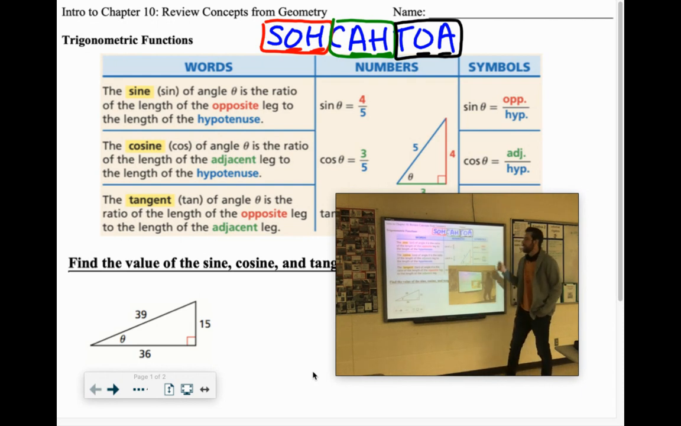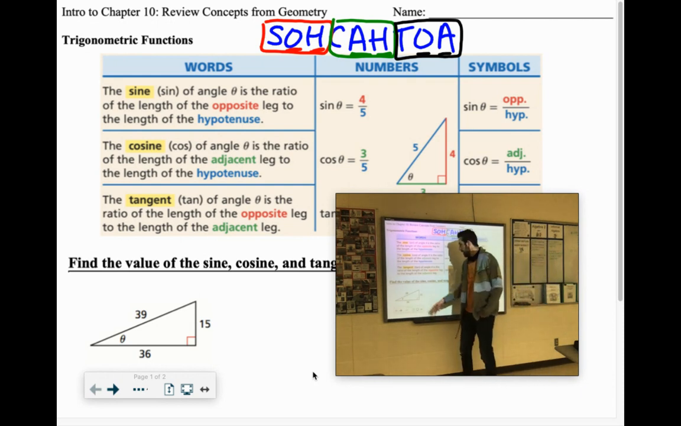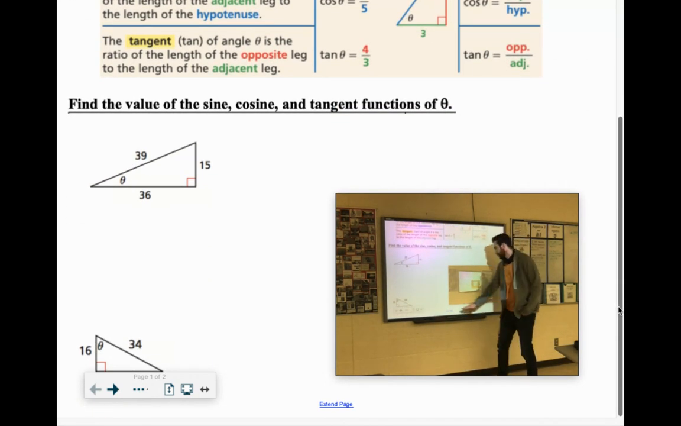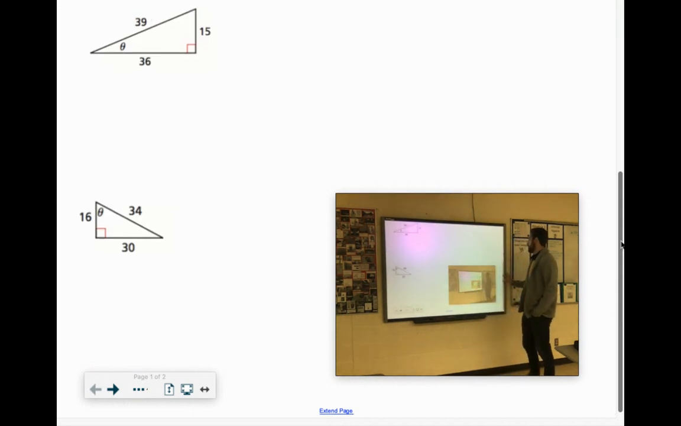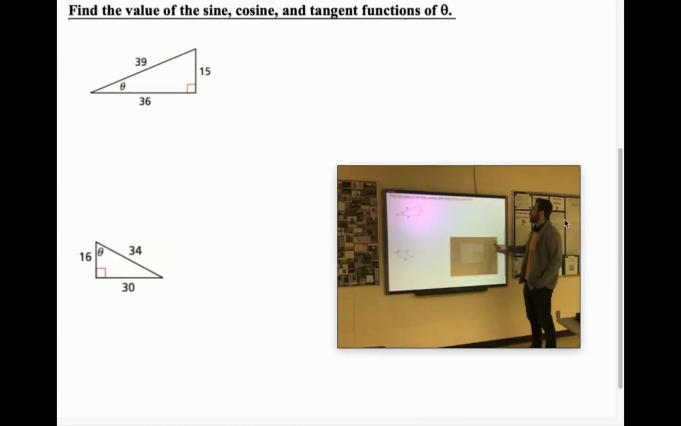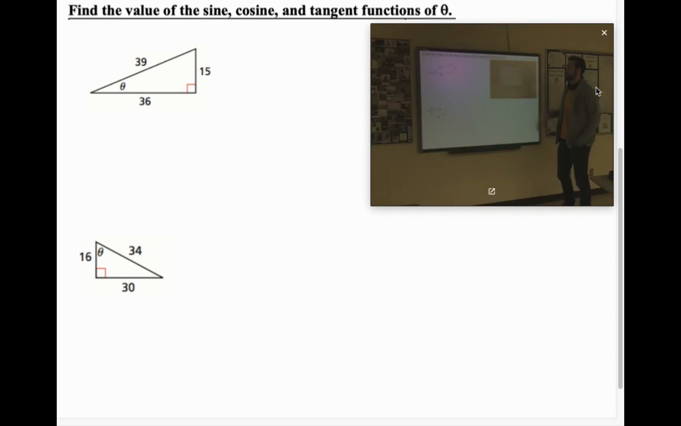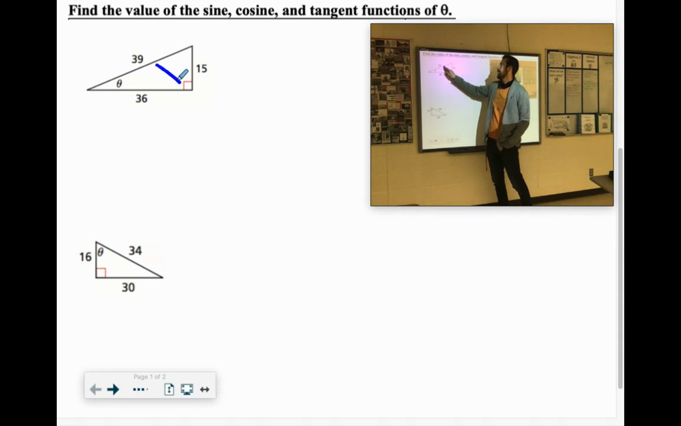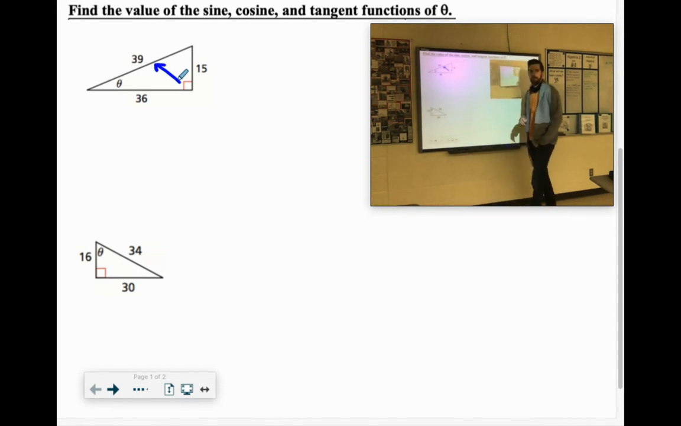So here's how you can identify, first of all, looking at this example down here. Well, let me go ahead and scooch it down. So the easiest thing to identify is probably the hypotenuse. The hypotenuse is always across diagonal from the right angle. It's always the longest side. That's your hypotenuse.